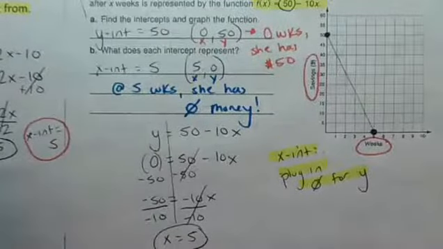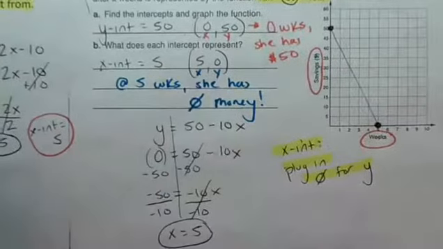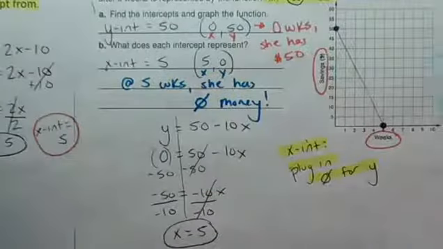Okay, so you're going to have to identify what those actual intercepts represent. But again, write them as ordered pairs, and then you're going to be able to use the labels on the x and the y axis to figure that out.